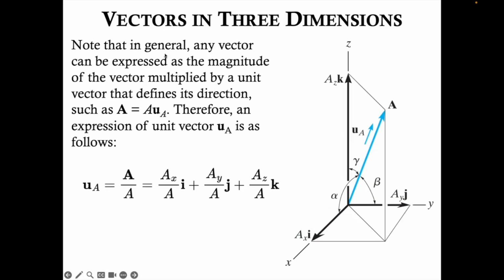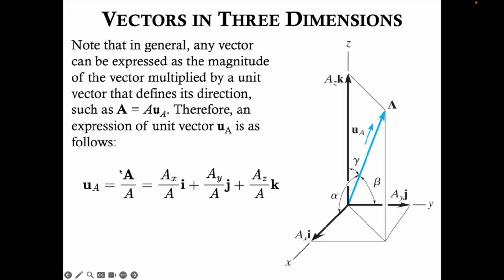Note that in general, any vector can be expressed as the magnitude of that vector multiplied by a unit vector that defines its direction, such as vector A here would be equal to the scalar magnitude of the vector A times the unit vector u subscript A. Therefore, an expression of unit vector u sub A for any general vector in 2 or 3 dimensions is as follows. u sub A vector equals the vector A divided by the scalar magnitude A.